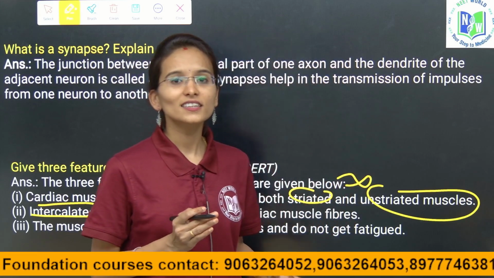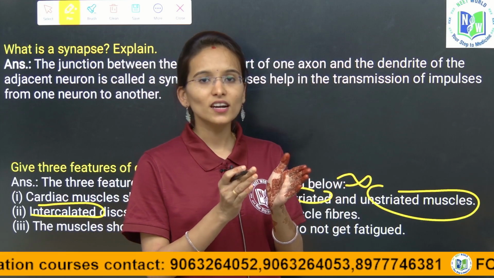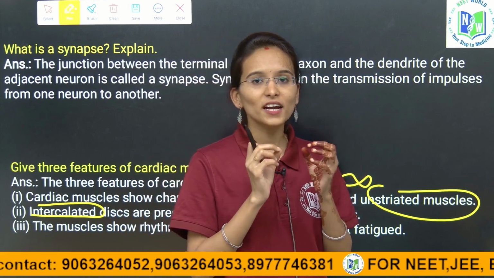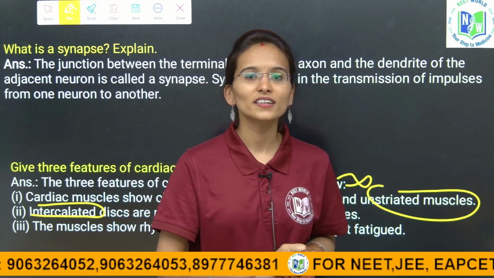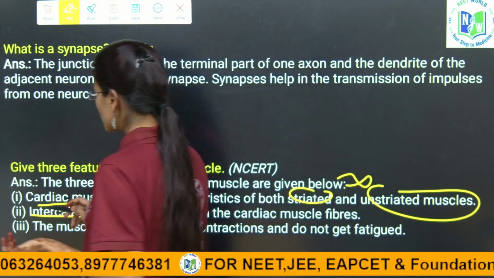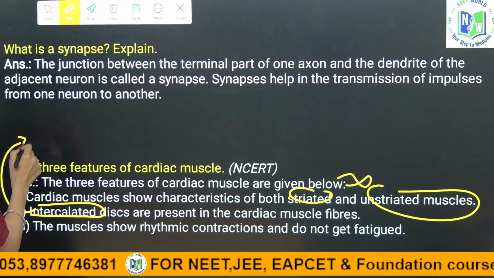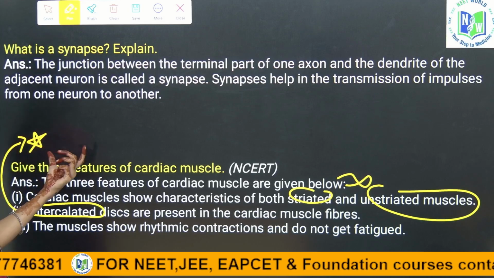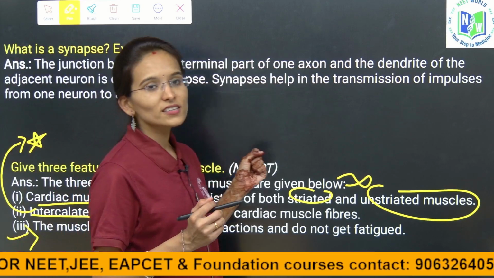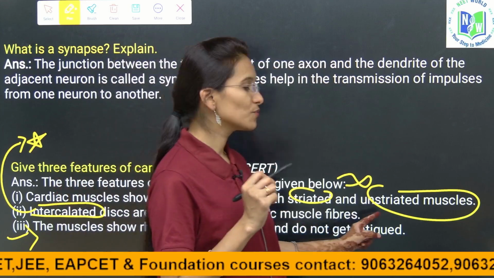What are those intercalated discs? In between one cardiac muscle and another cardiac muscle, there are connecting light or dark band-like structures, that we call the intercalated disc. You can write this point, or it is extra information apart from your NCERT, but it is very important. And next, the muscle cells show rhythmic contraction, and they do not get fatigued.